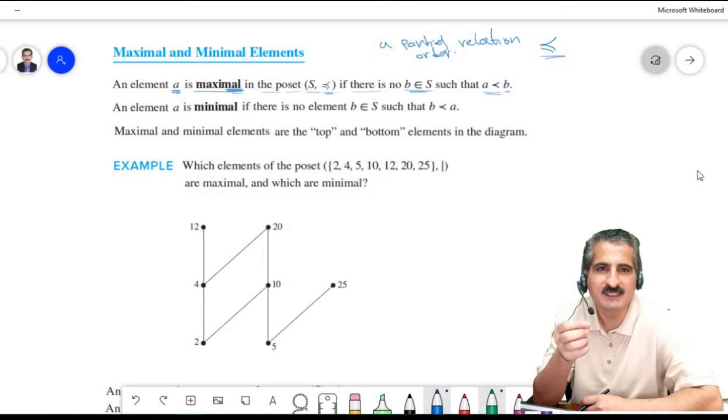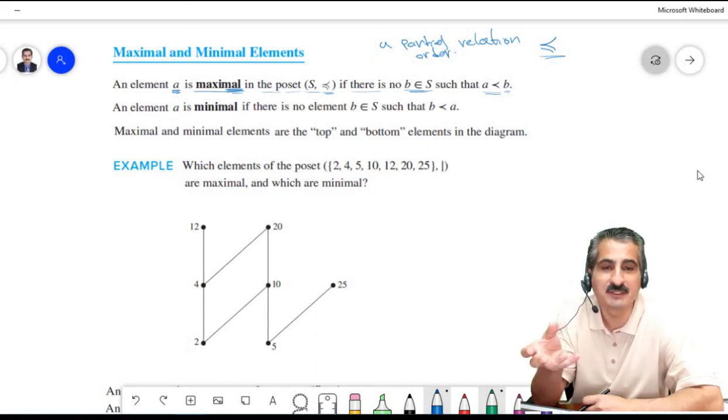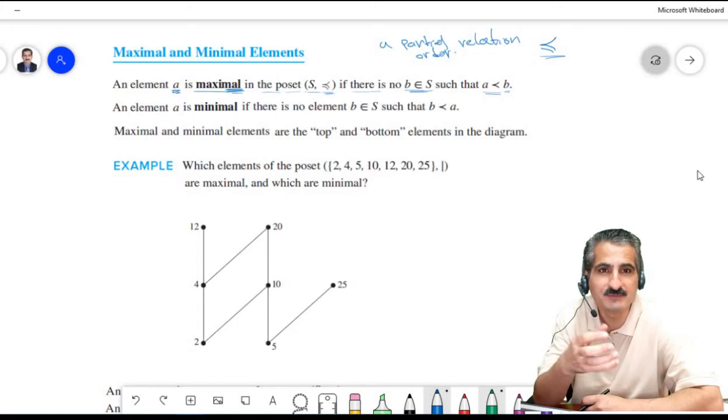Here I'm saying maximal with A and L, which means no one is bigger than it. I'm not saying it is bigger than everyone else. No, I'm saying there is no element above A. There is no element above A. So it is maximal. Okay?